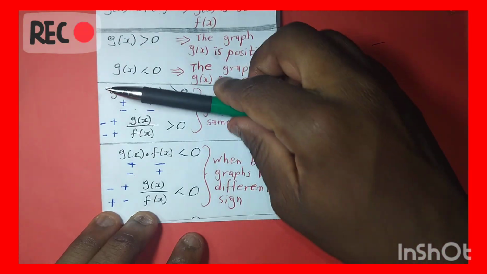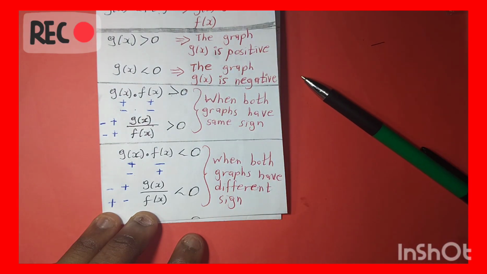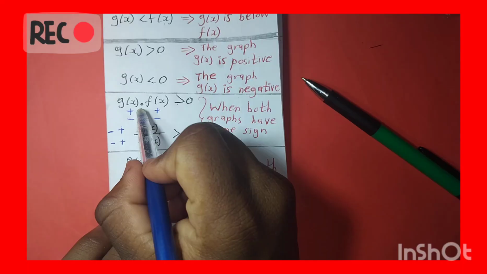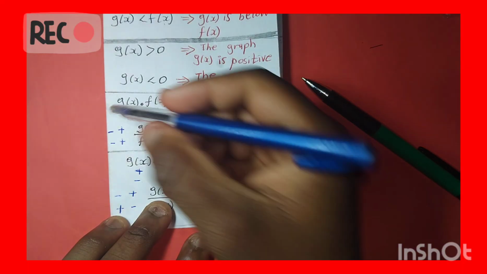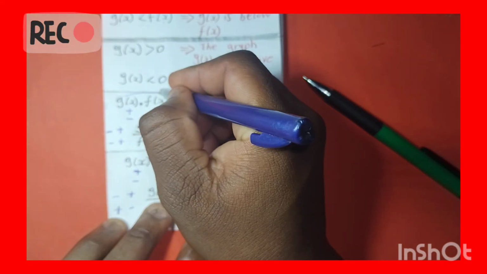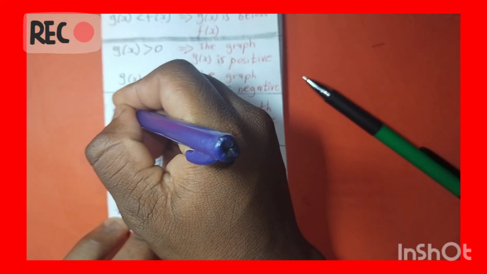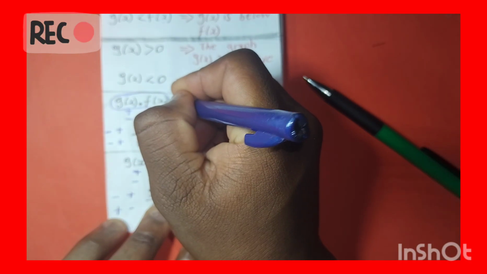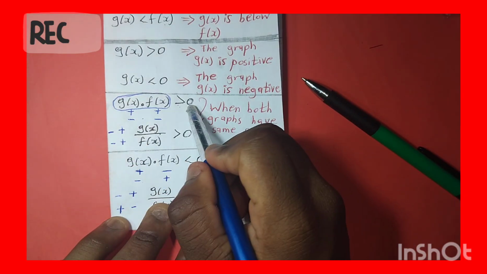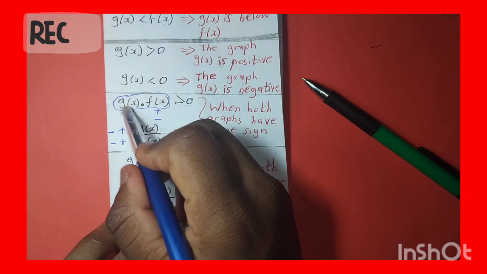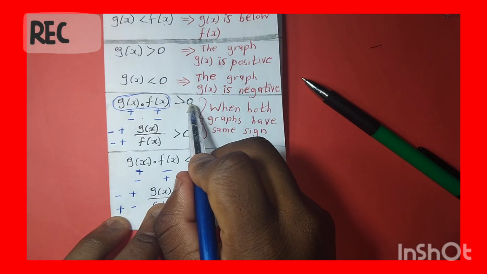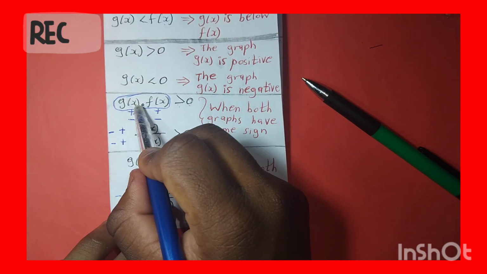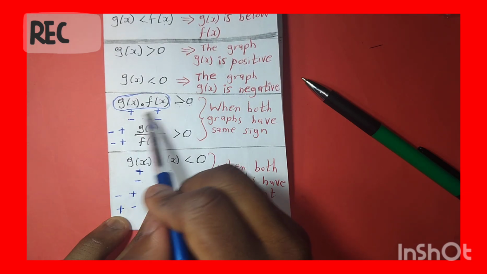So let me show you this one. This one usually confuses most of the learners. Here we are multiplying two graphs. Do you see this thing? Both of those two graphs that we multiply are greater than 0. It means that when we multiply them, they should be greater than 0. In order for them to be greater than 0, they should have the same sign, guys.